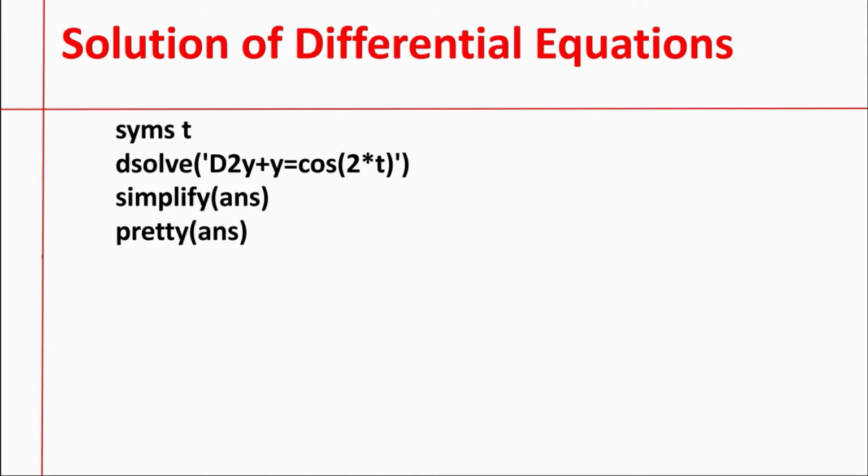Okay, now we discuss the solution of differential equations in MATLAB. The first code is you will type syms y(t) and dsolve, and inside the parenthesis, inside the double quotation marks, you will write D2y, which means that it is a second order differential equation, plus y is equal to cos, and inside the parenthesis you will write 2*t, where asterisk means 2 multiplied by t. So after pressing the enter button, you will get the required solution of the differential equation.